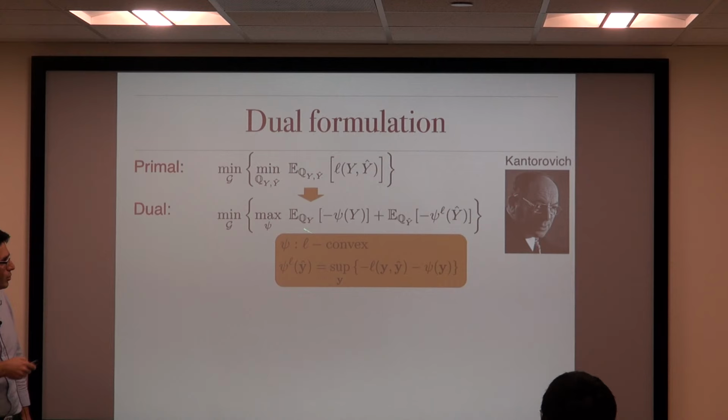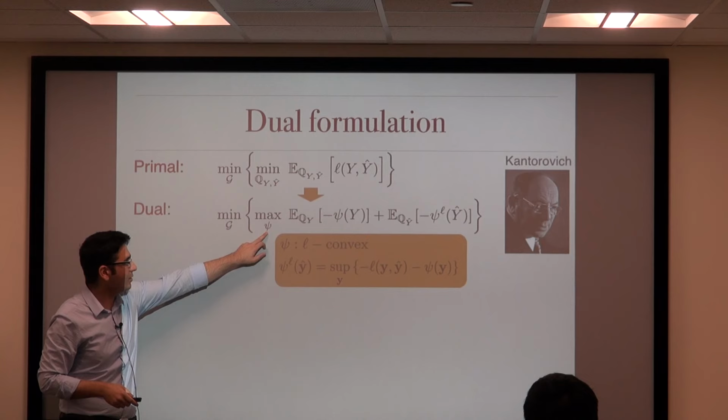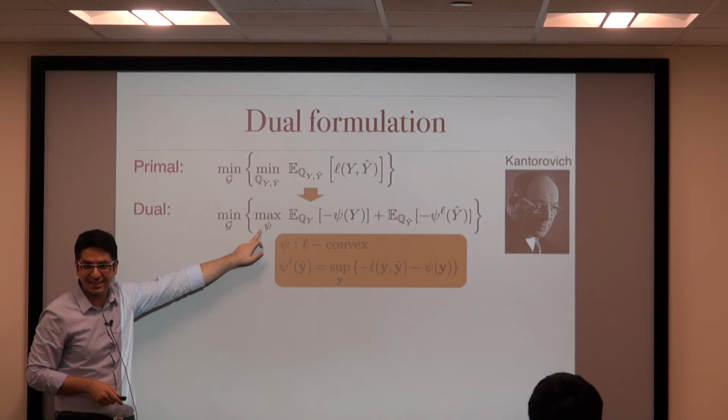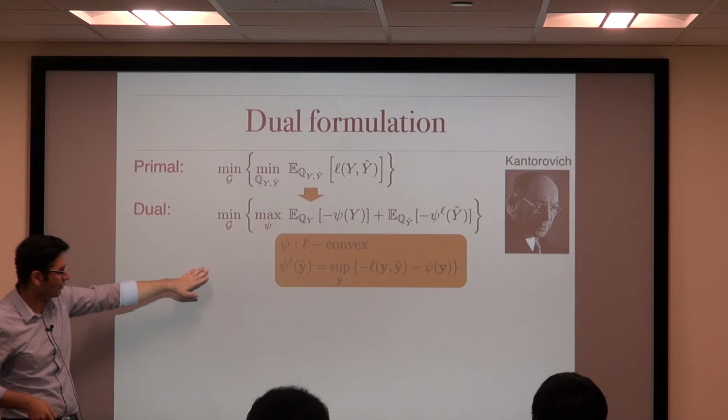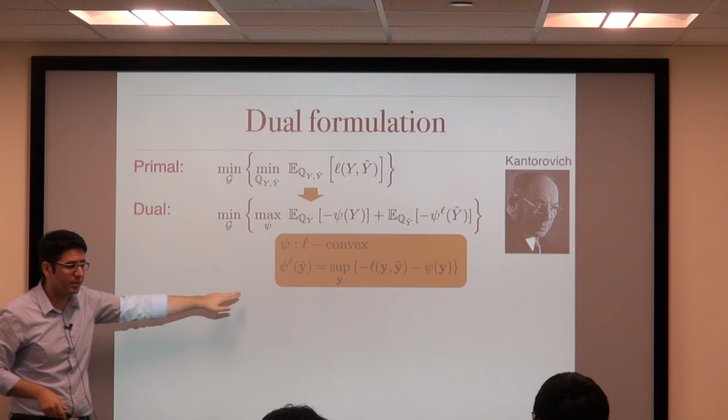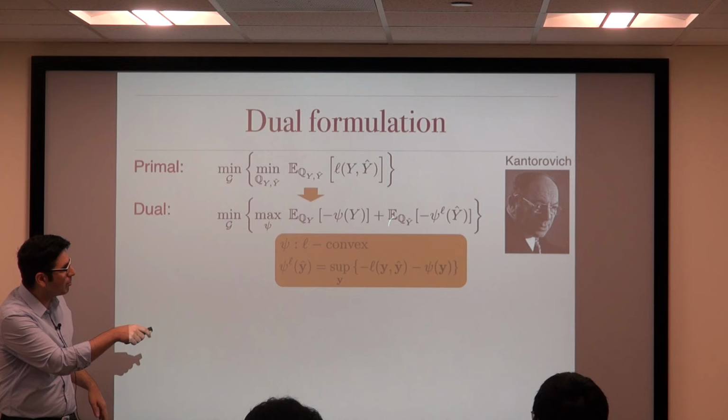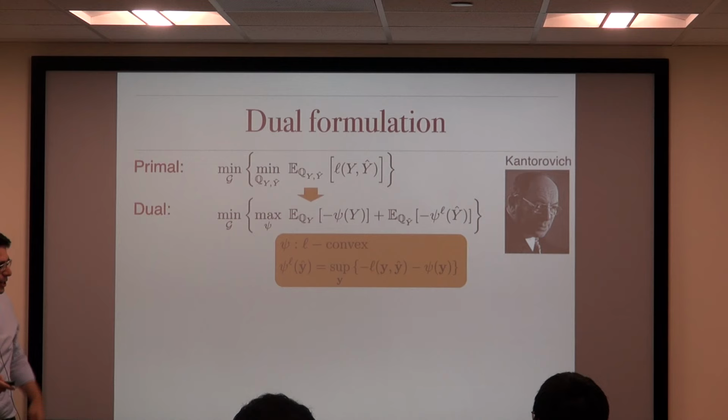So here your optimization variables are the joint distribution. You have a matrix and you're optimizing over this. It turns out that when you write the dual of that optimization, you're optimizing over a function class, this psi. So what is this dual? It is called Kantorovich duality. So you get some restrictions on the functions that you're optimizing over. They should be L convex. And the function that is applied to the marginal of y hat is the L conjugate of that function. Okay, you see now it is becoming more and more clear, the GAN architecture.